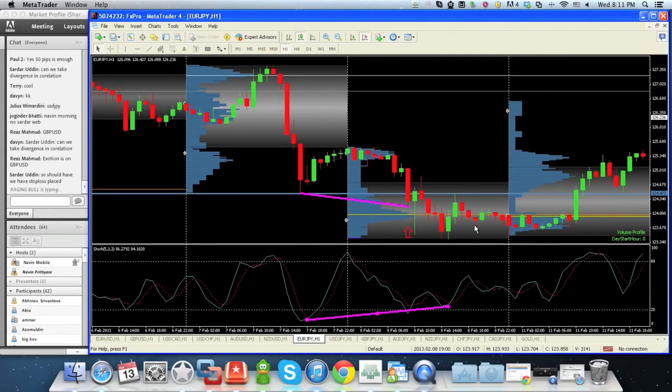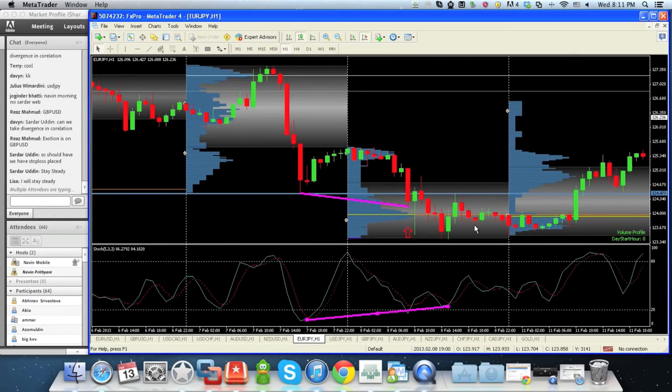Can everyone repeat in the chat room saying, "I will stay steady, and not increase my lot size"? Good, good, good. All right.